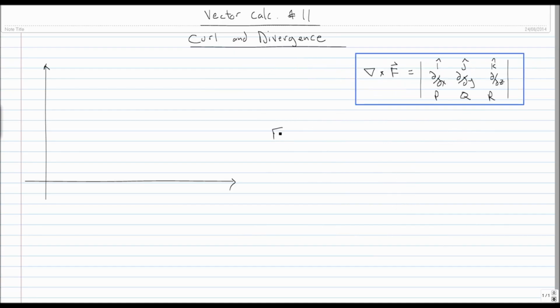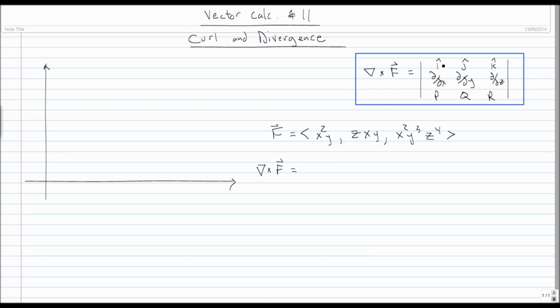Okay, so I'll just do a quick example. Let's say that f is going to be the vector, let's make this up, x squared y, z x y, and x squared y cubed, z to the 4. Okay, so if we wanted to find the curl of f, then what do we do? Well, here's our little determinant here to help us out.